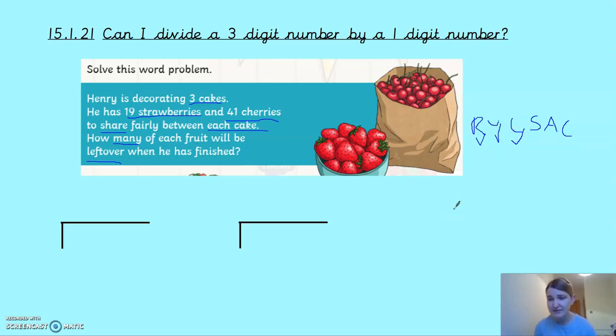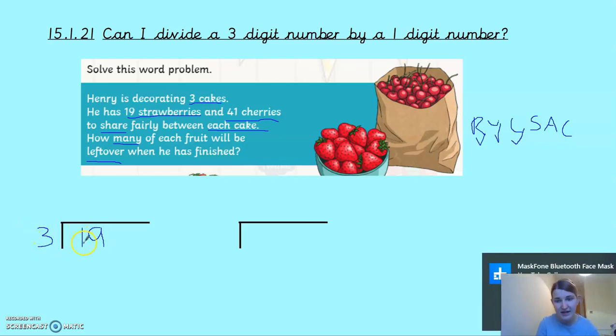And actually, because I've got two different sets of numbers, I'm going to have to do two calculations to work this out, okay? Because it says each fruit. So if I start with my strawberries, what it's saying is if I'm sharing between 3 cakes and I've got 19 strawberries, what would that be? So 19 divided by 3, okay?